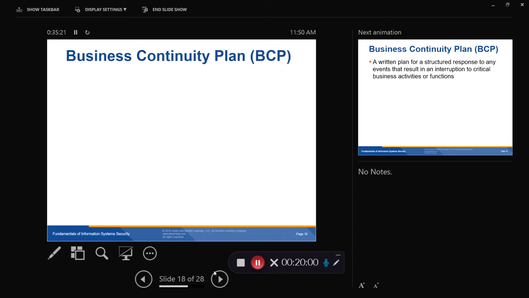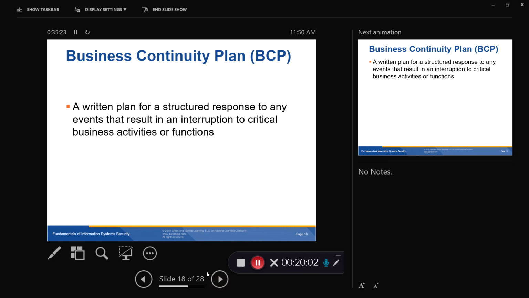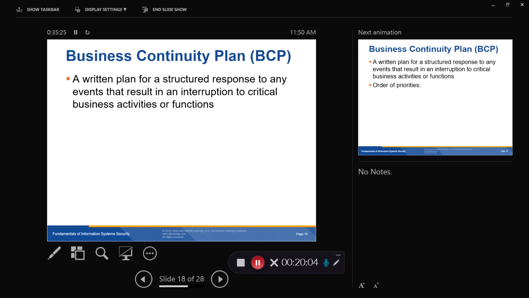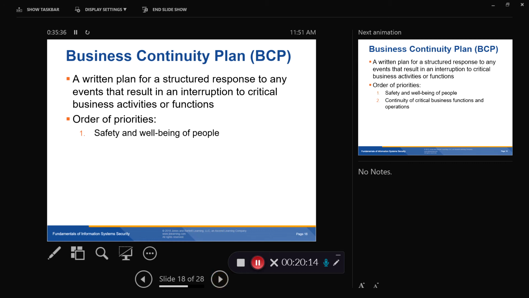Okay, so the Business Continuity Plan, or BCP. This is a written plan for a structured response to any events that result in an interruption to critical business activities or functions. The order of priorities include the safety and well-being of people. It can't be stressed enough. Your number one priority in any kind of situation where there could be a problem, a natural disaster, for example, the safety and the well-being of the people that work for your company come first.